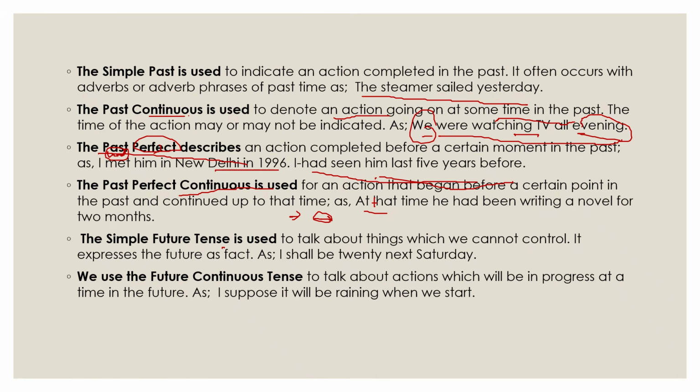Simple future, okay, which we cannot control, expresses the future as fact. I shall be 20 next Saturday, I'll be going to the movie, I'll be a graduate next year, like this. Future continuous, to talk about actions which will be in progress at a time in the future.